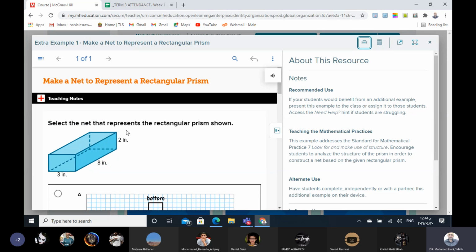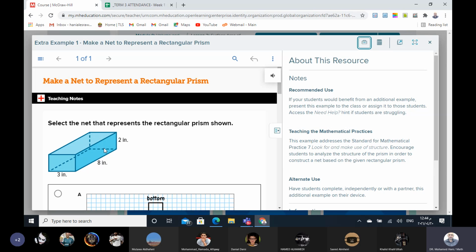Select the net that represents the rectangular prism shown. Here we have a rectangular prism. As you see here, the length is 8, the width is 3, and the height is 2. And we have here the top, and here the bottom. And here, as you see, we have the side, and here the opposite side. And here we have the front, and here the back.